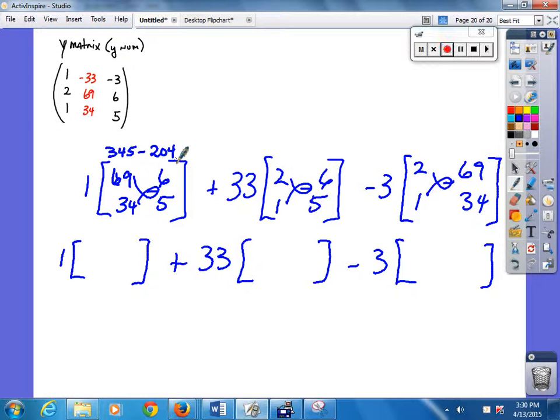And yes, y'all should be doing this in your head. Just let me know. And 345, we did this a while ago, did we not? What did it come out to be? 345, 340 minus 200 is 140, plus 1 is 141. Yeah, 141.